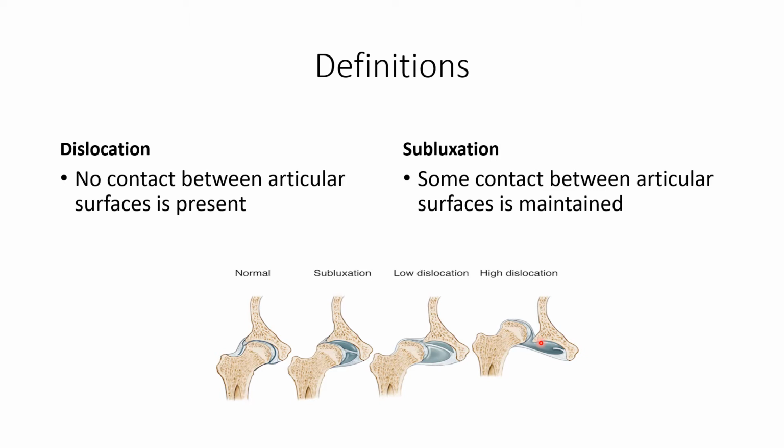And a subluxation is said to occur when its articular surfaces are only partially displaced and retain some contact between them. As you can see here, the articular surface has some contact and this part is not in contact.